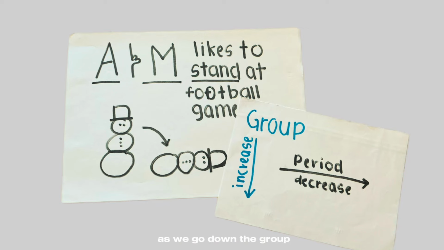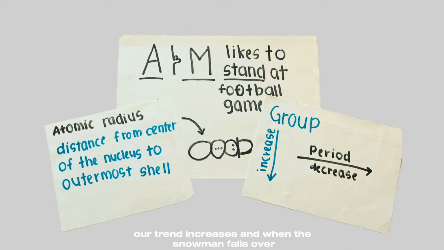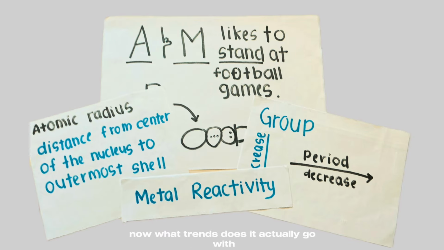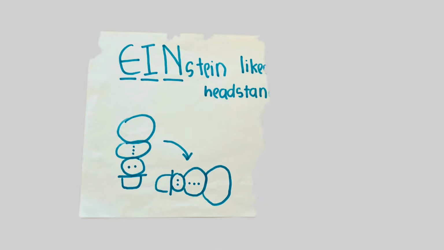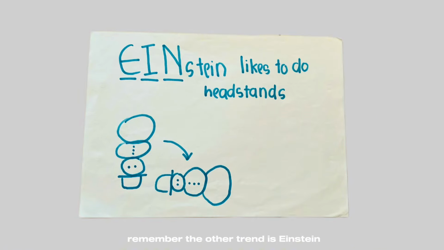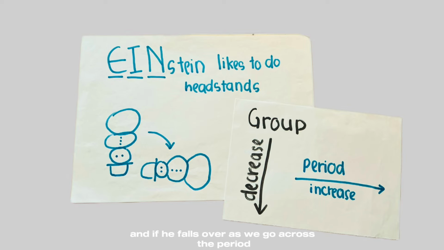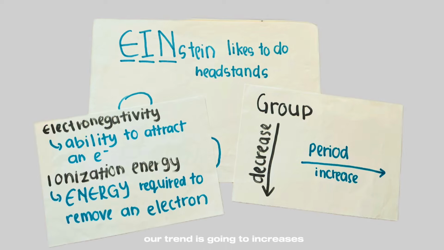So again, as we go down the group, our trend increases. And when the snowman falls over, our trend decreases. Now, what trends does it actually go with? Another trick that we have to remember the other trends is Einstein likes to do headstands, but this time it's going to be the opposite. As you can see, we have this upside down snowman, and if you notice, the size of his body decreases as we go down, and if he falls over, as we go across the period, our trend is going to increase.